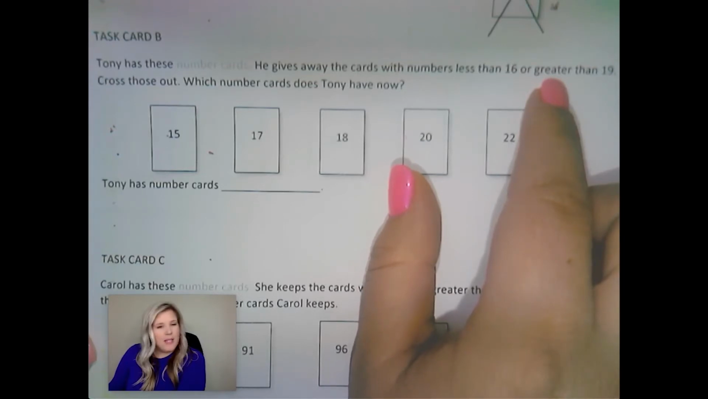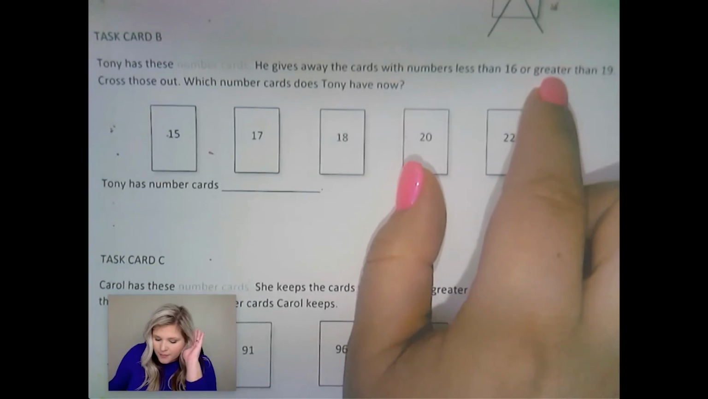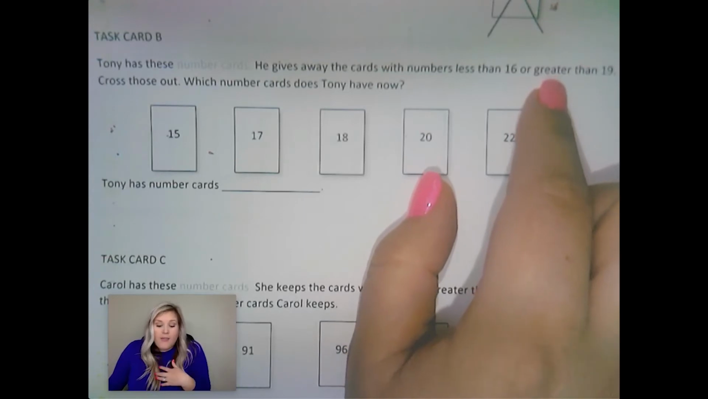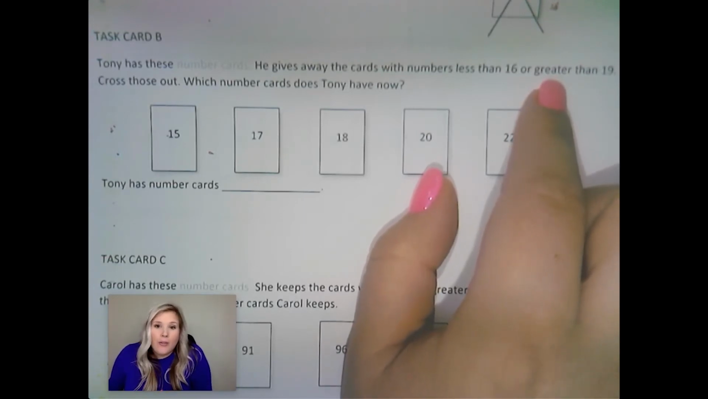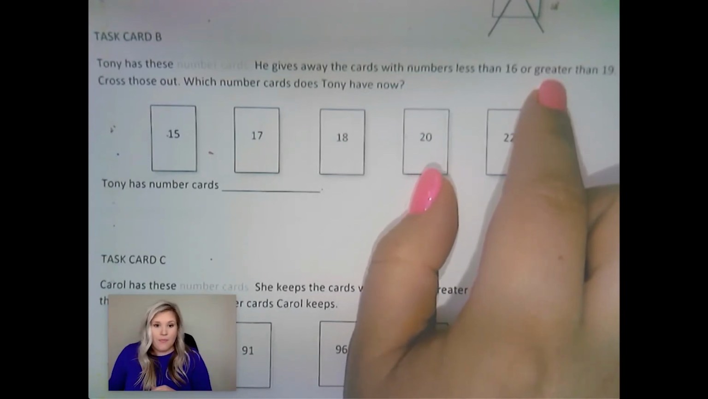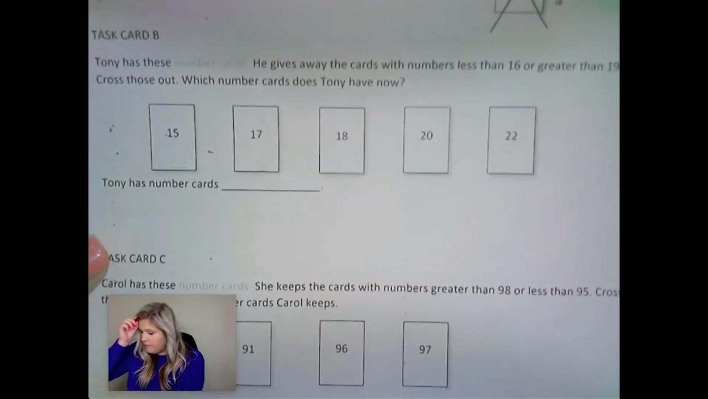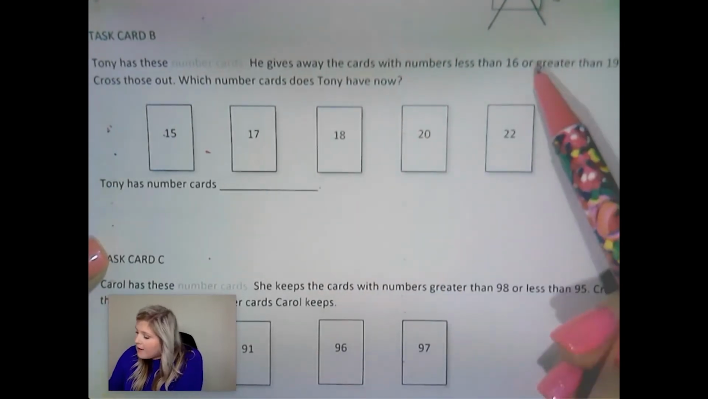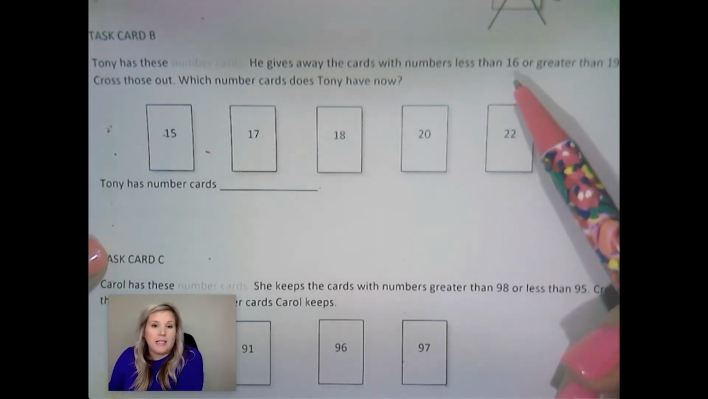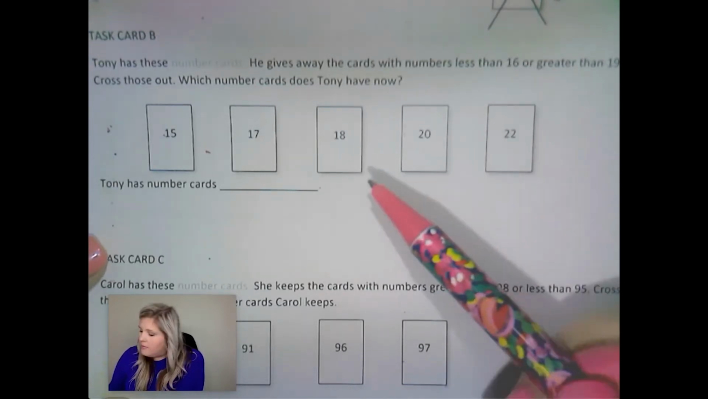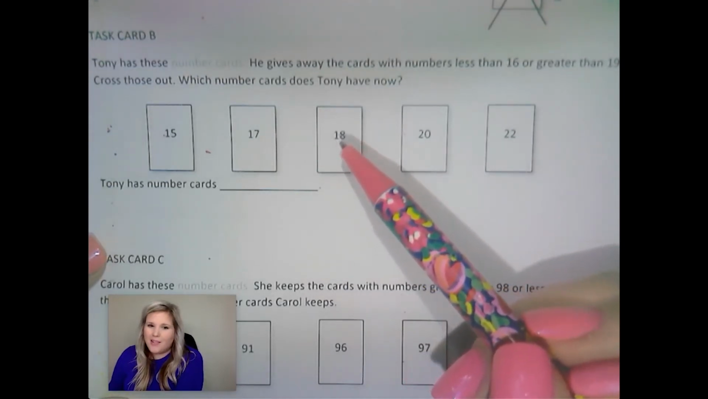So, how do we solve this problem? I know. You gave me a great idea. We can find the number cards less than 16 or greater than 19 and cross them out. The ones we cross out are the ones that Tony gives away. So let's start by looking for numbers less than 16. When I look at the number 16, I see that 16 has 1 ten and 6 ones. And if I'm looking for something that's less than 16, it needs to have the same number of tens or less.